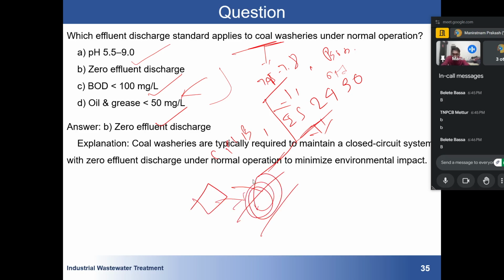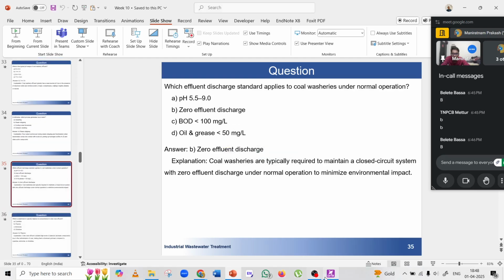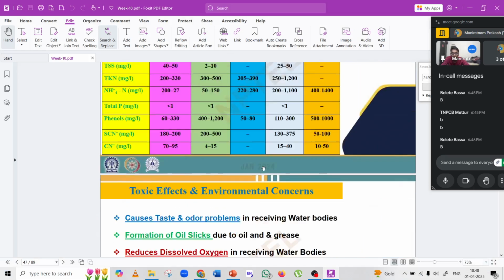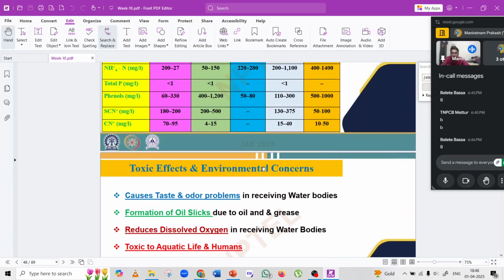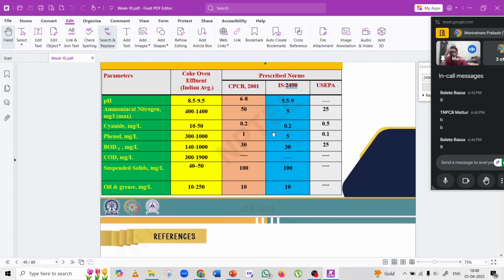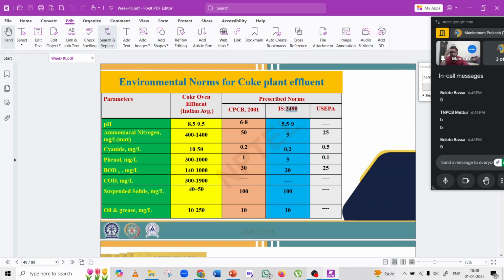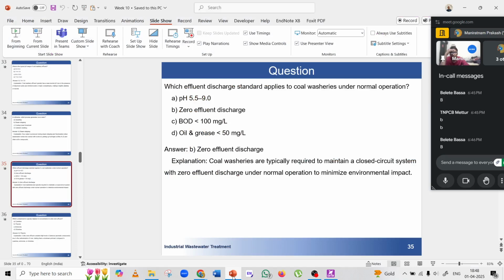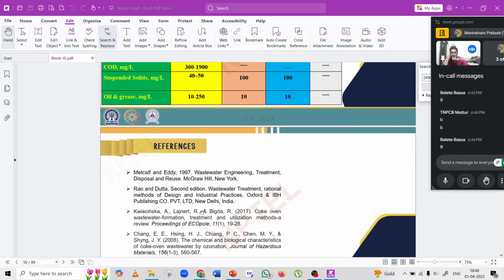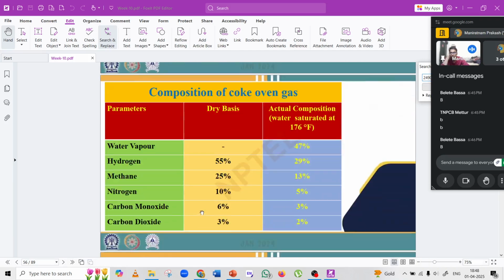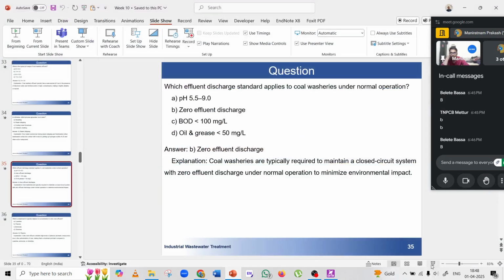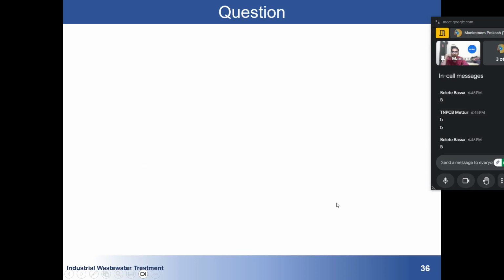You can find this here also. A table has been made here. You can see the table, these are some of the limits. This is for coke wastewater. A separate table will be there for coal washeries. Everything has its own range. You can always go back and look into your class notes. So the correct answer was B.